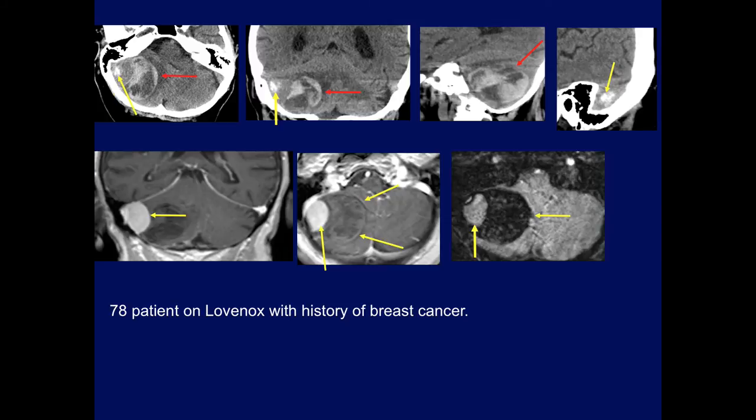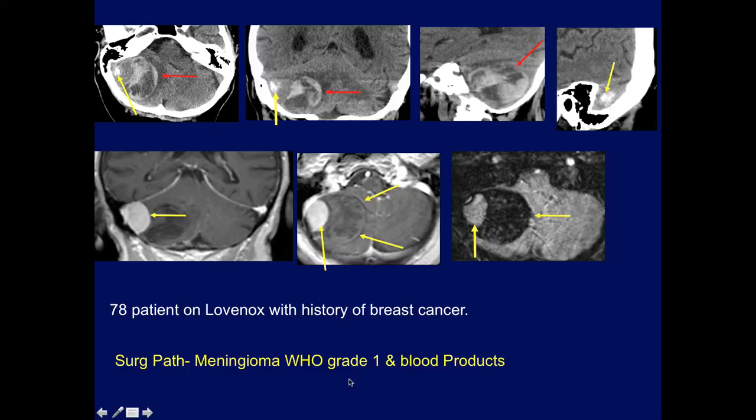Gino did an MR, and again we see that this calcified meningioma is enhancing markedly, and here's the hematoma we can see in the SWI. So we have a little meningioma and we have a large bleed. This was operated on, and it was a grade 1 meningioma and the blood products that we can see here.